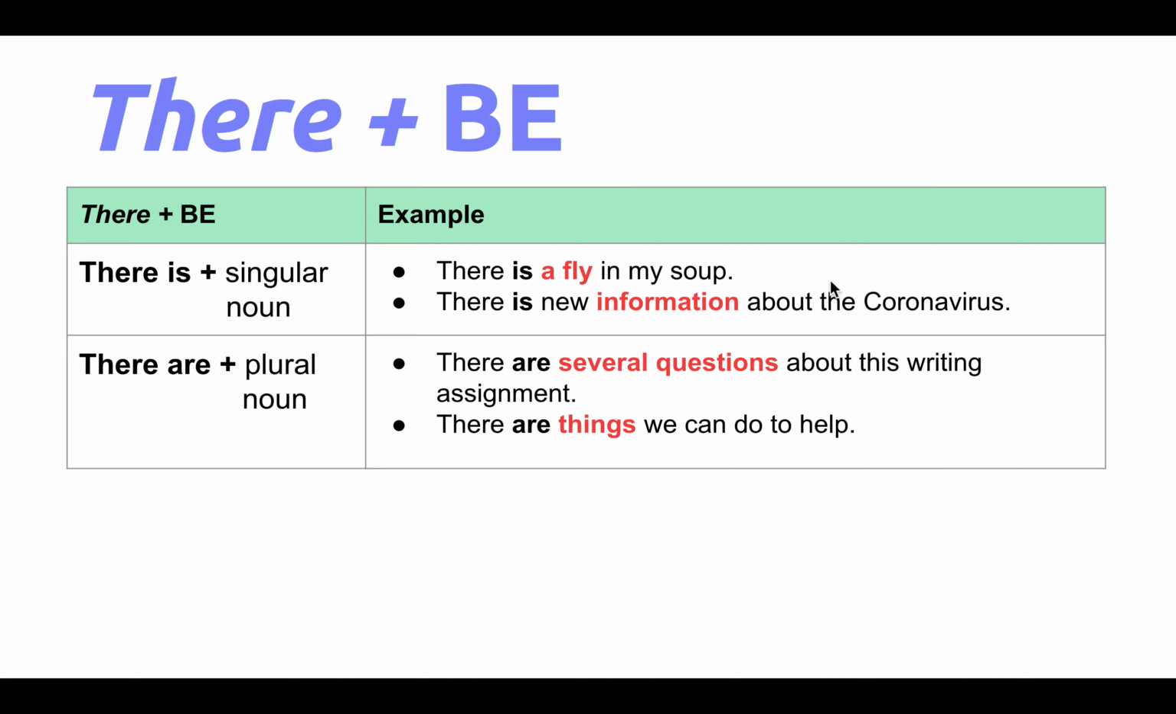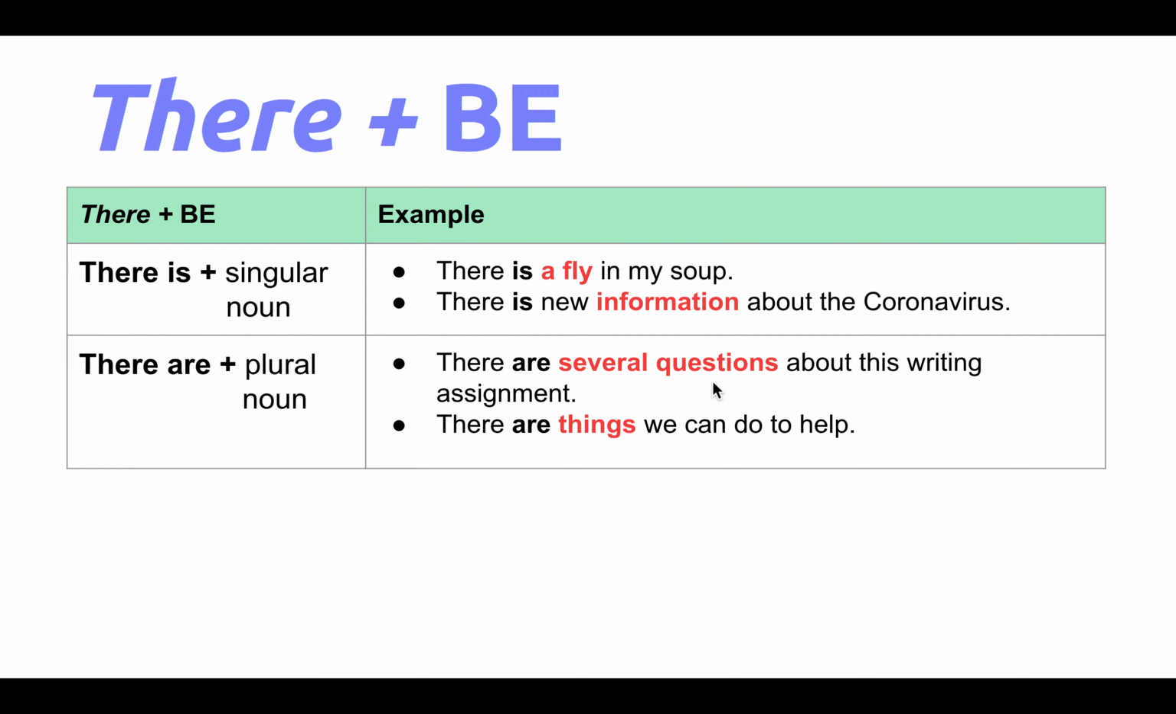Here are some examples. There is a fly in my soup. A fly is singular, so we use the form of be, is. There is new information about the coronavirus. Information is non-countable, which means it's always a singular noun. And therefore, again, we use the verb is.